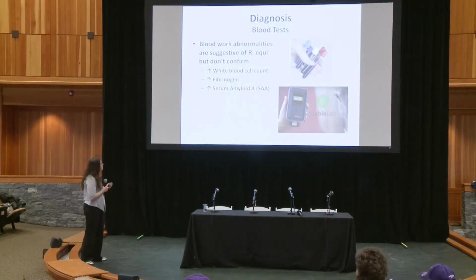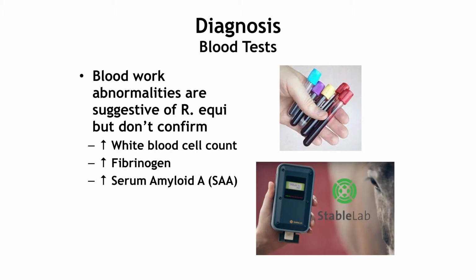So in terms of diagnosis, blood work abnormalities are suggestive of Rhodococcus, but they don't confirm that it's Rhodococcus that you're dealing with, and this goes back to your SAA question. An increased white blood cell count, an increased fibrinogen, or an increased serum amyloid A or SAA level can all be seen with a foal with Rhodococcus, but it can also be seen with almost any other type of infection, so it's by no means specific to Rhodococcus.